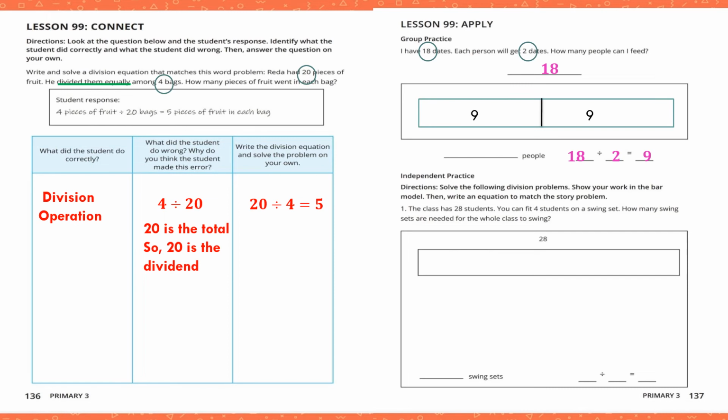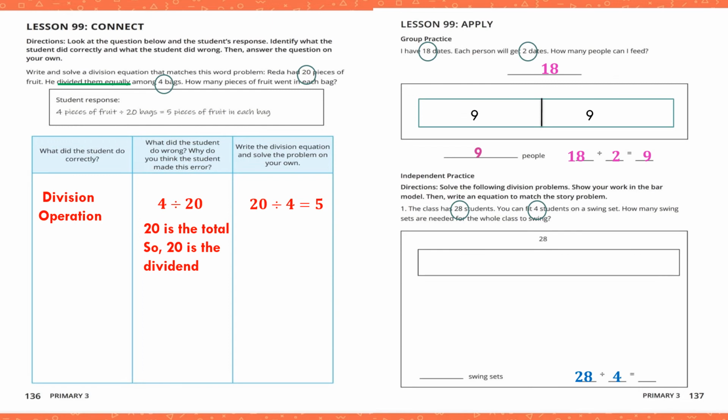Number 1. The class has 28 students. You can fit 4 students on a swing set. How many swing sets are needed for the whole class to swing? We have here 28 students. So I will divide 28 by 4. 28 divided by 4. 28 divided by 4 equals what?